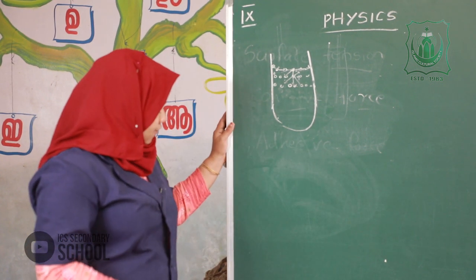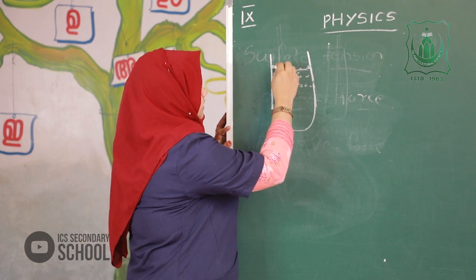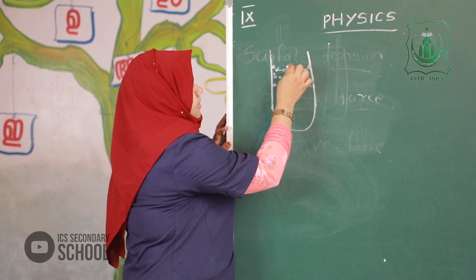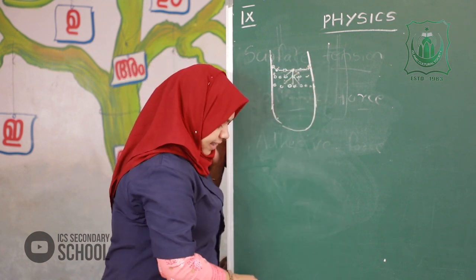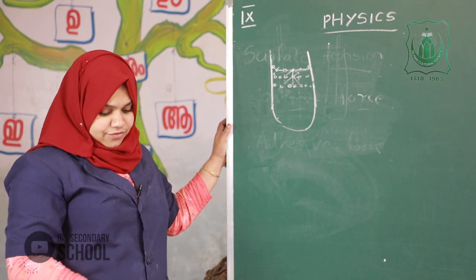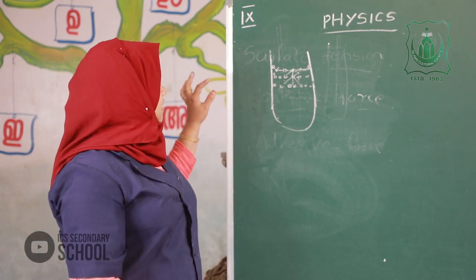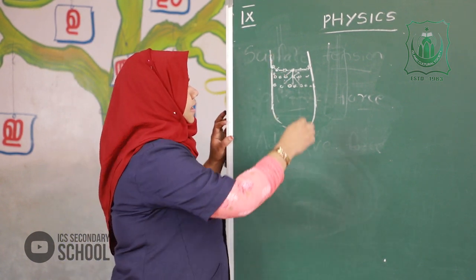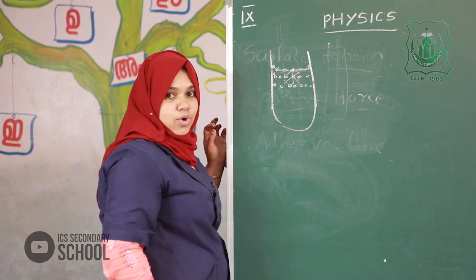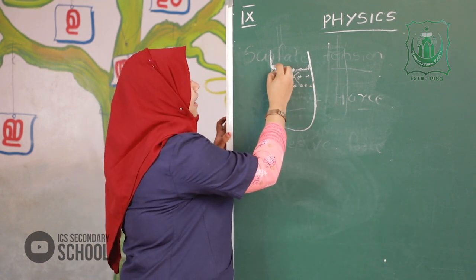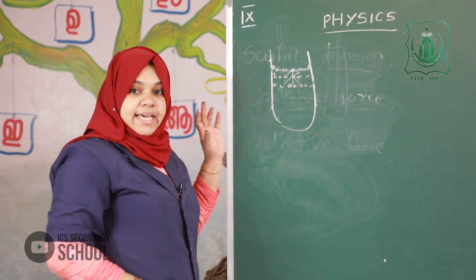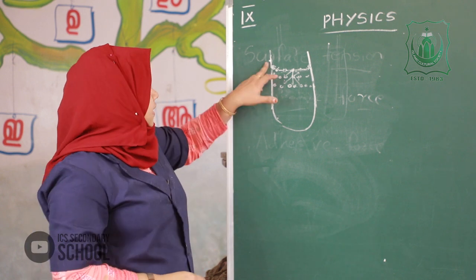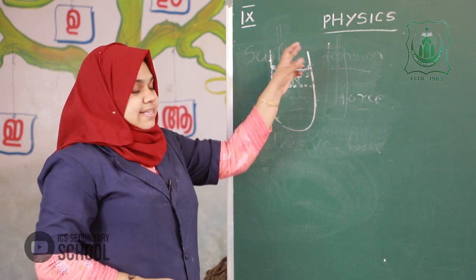Then why does the water in contact with the glass tube rise? Is it? Yes, here water rises slightly. What is the reason for that? Because the adhesive force between the water molecules and the glass tube is greater than the cohesive force of the water molecules. That's why at the side the water rises slightly.